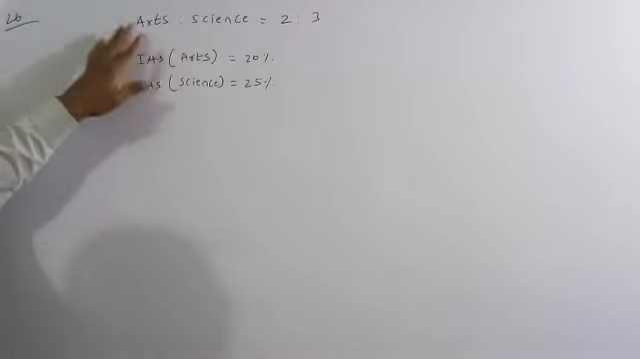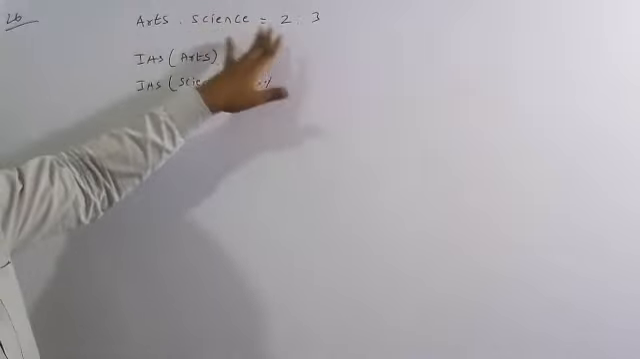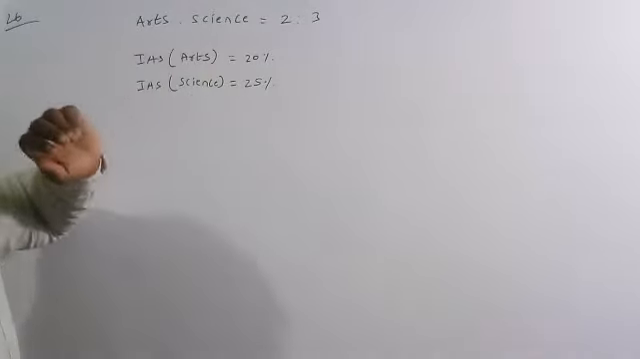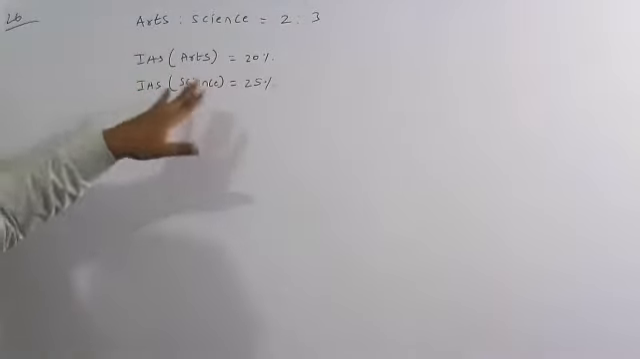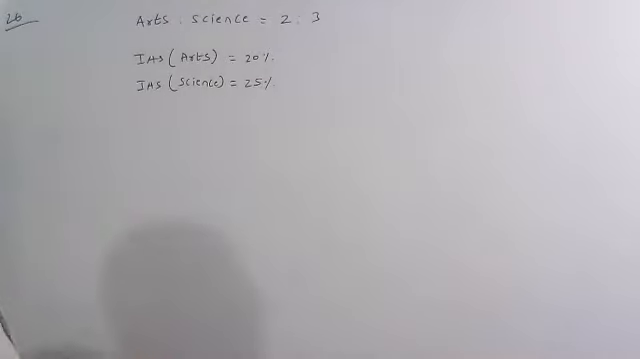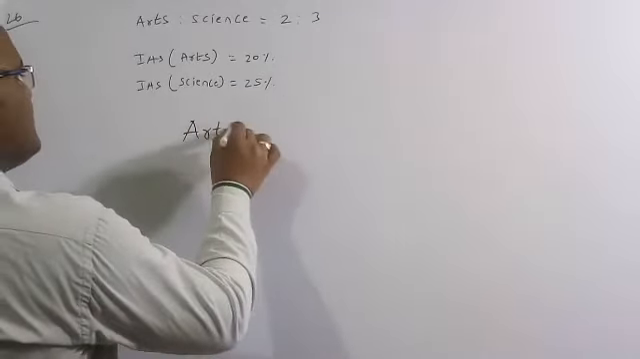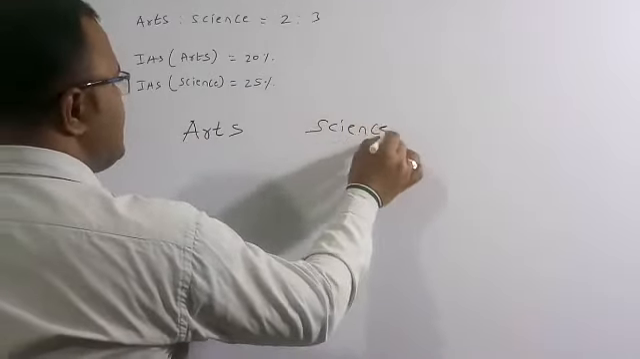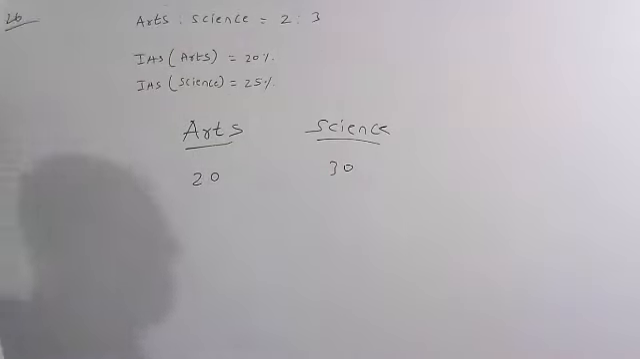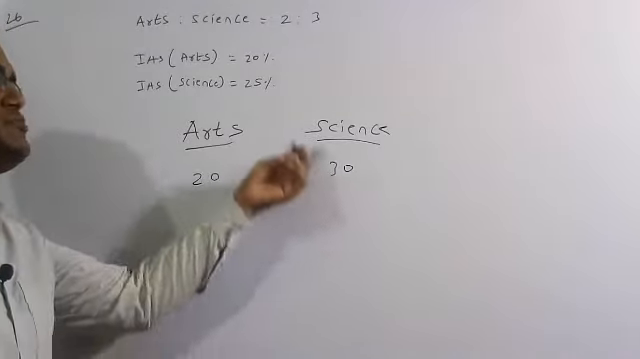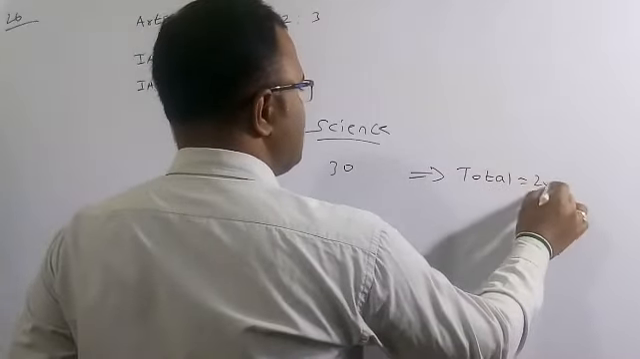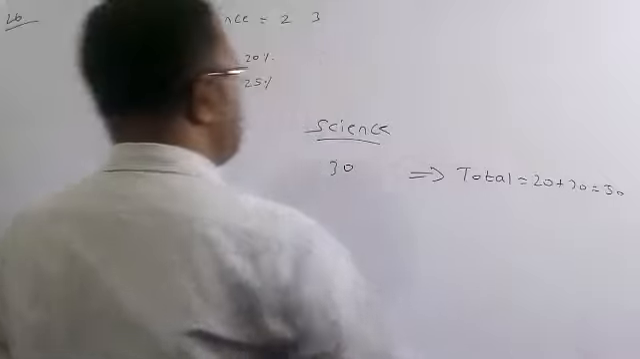In the question they have given that the ratio of arts graduates to science graduates is 2:3. For the IAS examination, 20% of the arts students qualify. Similarly, from the science graduates, 25% qualify. We need to figure out the percentage of non-qualifiers. So I am going to assume arts and science individually. Since the ratio is 2:3, let me assume 20 students belong to arts and 30 students belong to science. The total is 20 plus 30, which is 50 students.